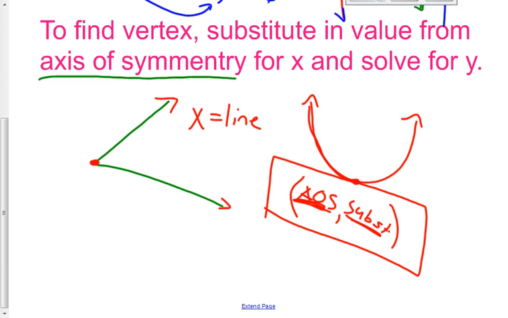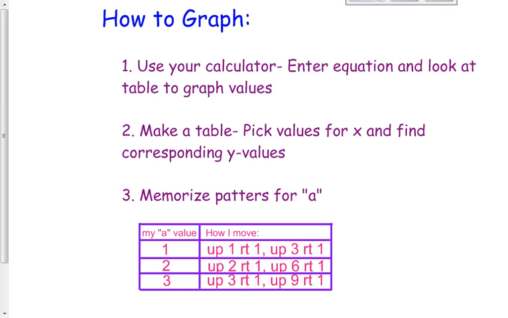The y coordinate, you're going to find that by substituting in the axis of symmetry for x and getting a resulting y value. So that's how you find the vertex. All right, last thing, to graph it.